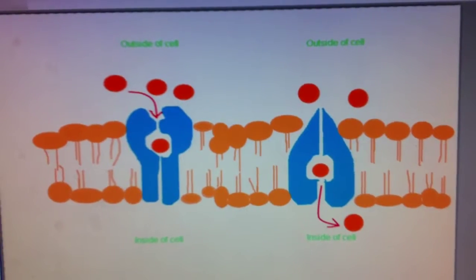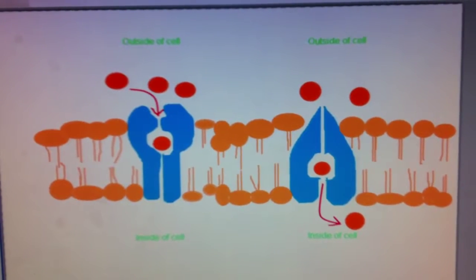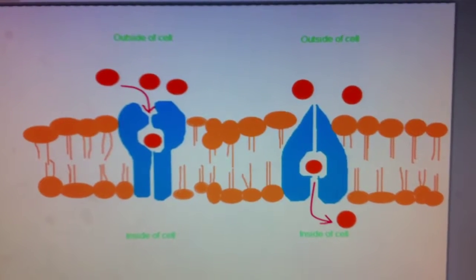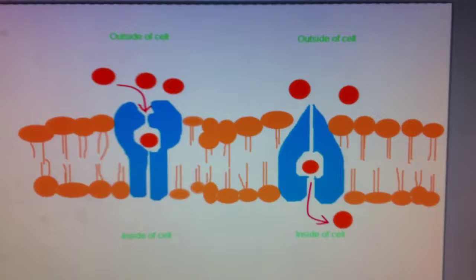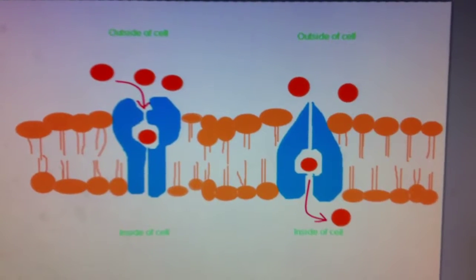In contrast, the concentration of carbon dioxide is often higher inside the cell than it is outside, so carbon dioxide diffuses out of the cell. Natural steroid hormones, which are nonpolar and fat soluble, can also diffuse across the lipid bilayer.